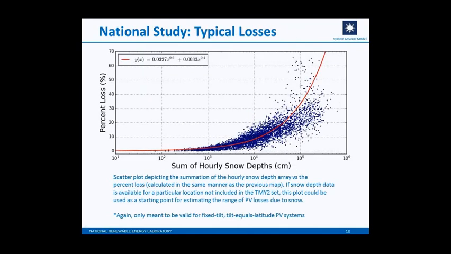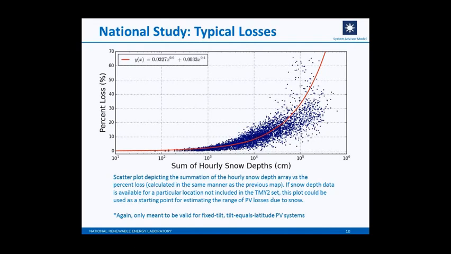One note is that the plot that we have here is only intended for south-facing fixed tilt equals latitude systems. This isn't intended to be for single axis tracking systems or any other systems. So I guess this would be useful because if you were trying to install a PV system in one of these areas, you could use a plot such as this as a starting point to estimate how much of your PV system will lose due specifically to snow coverage.